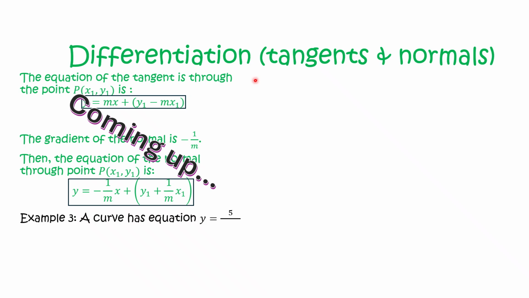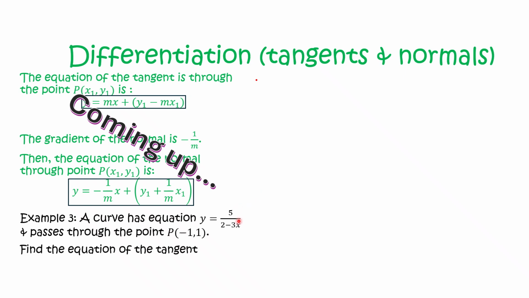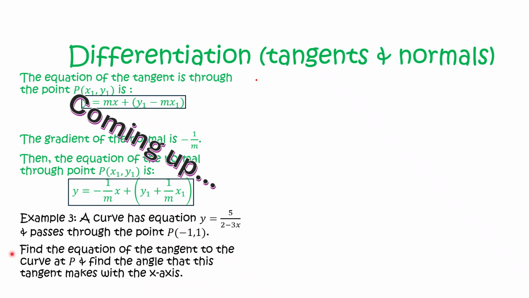Example 3. A curve has equation y is equal to 5 over 2 minus 3x and passes through the point P(-1, 1). Find the equation of the tangent to the curve at P and find the angle that this tangent makes with the x-axis.